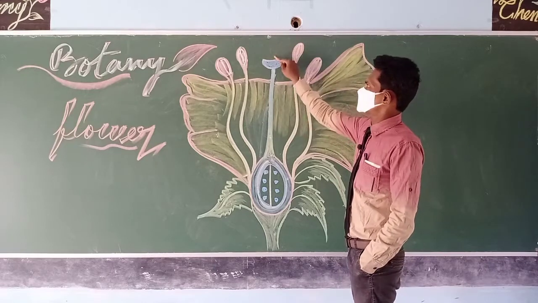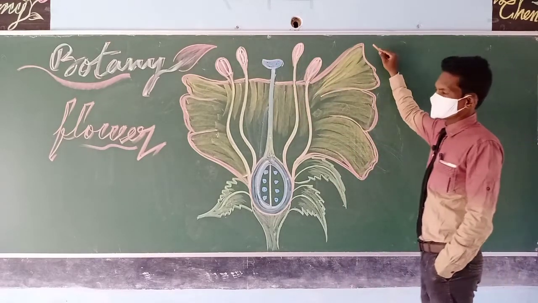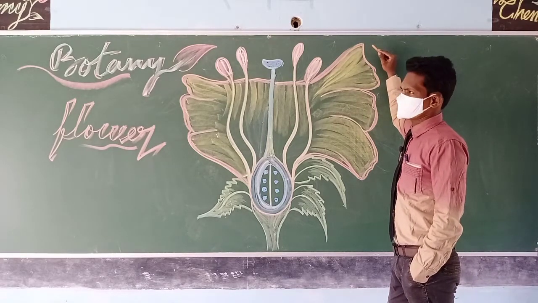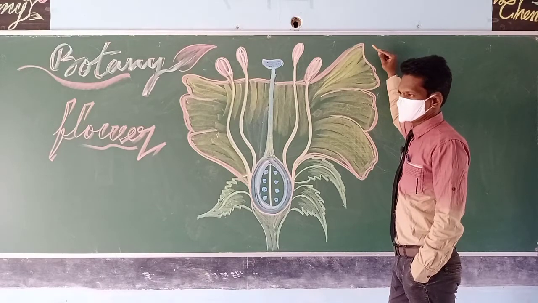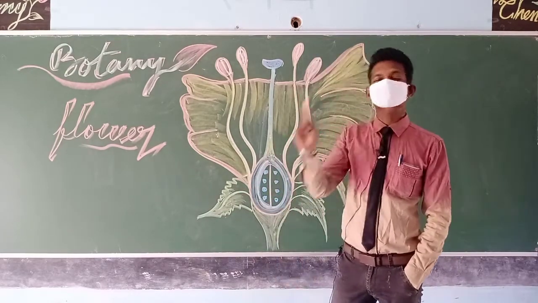Within the flower, if it takes place, it is self-pollination; if it takes place between two flowers, that is called cross pollination. Again, cross pollination has two types, xenogamy and geitonogamy. In the next video we will discuss this in detail.